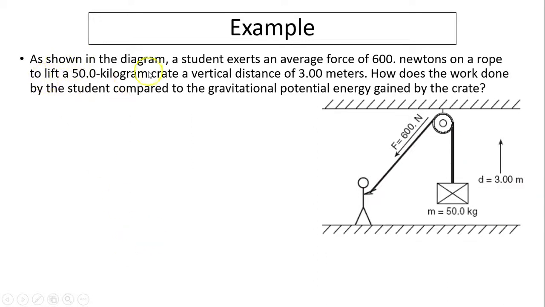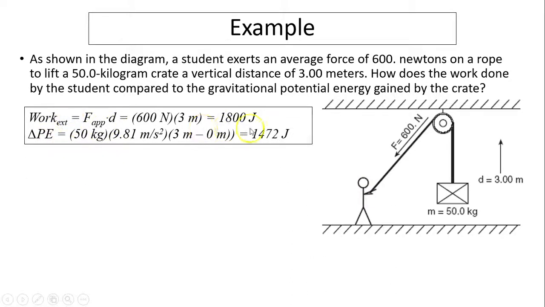Another example. As shown in the diagram, the student exerts an average force of 600 newtons. So this is the applied force, 600 newtons on the rope to lift a 50-kilogram crate a vertical distance of 3 meters. How does the work done by the student compare to the gravitational potential energy gained by the crate? The work done by the student is force times distance. Here the force applied is 600 newtons. What's the distance the student has to pull? In order to lift this object 3 meters, the student must pull 3 meters.